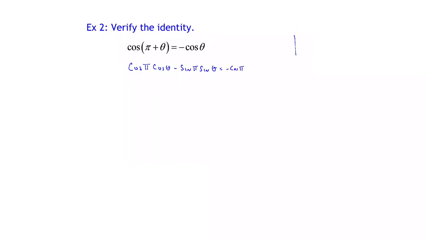Since we know that pi on the unit circle has an ordered pair of negative 1, 0, we can evaluate cosine of pi would be negative 1 times cosine of theta minus sine of pi is 0 times sine of theta, and this was supposed to be a theta here on this side, not pi, sorry about that. And negative 1 times cosine is negative cosine of theta minus 0 times sine of theta is just 0, so that's equal to negative cosine of theta.